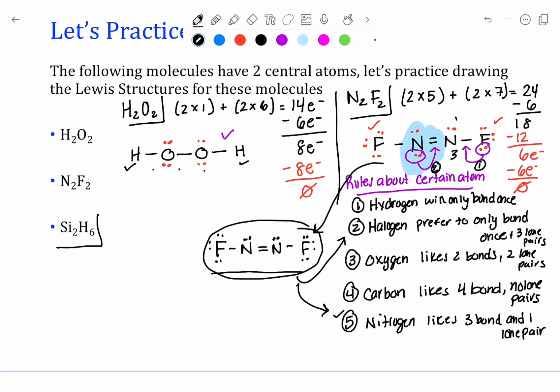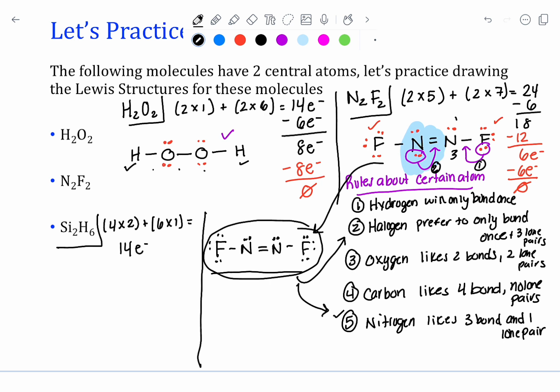Si2H6. So Si, let's count up our valence electrons. Silicon has 4, and there's 2 of them. So there's 2 silicon atoms. Each atom has 4 valence electrons. We're going to add to that our 6 hydrogens, which each have 1 valence electron, and that is a total of 14 electrons that we're working with in this structure.